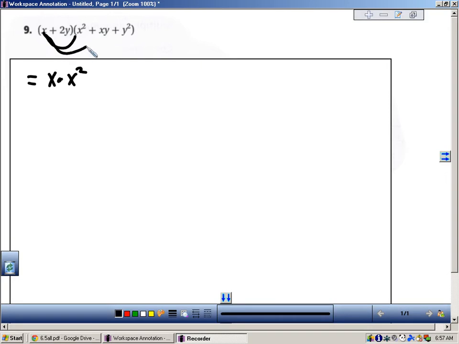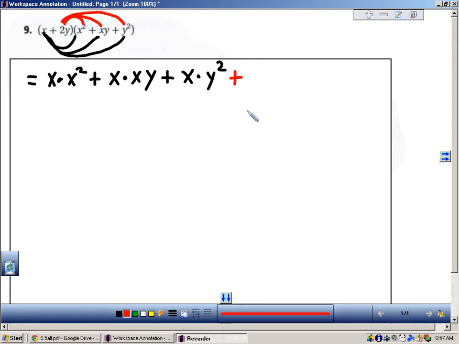x multiplied by xy. So we're going to add, plus x multiplied by y squared. Okay, now plus the second half. Your second term in the binomial multiplied by every term in the polynomial. So that would be 2y multiplied by x squared plus 2y multiplied by xy plus 2y multiplied by y squared.